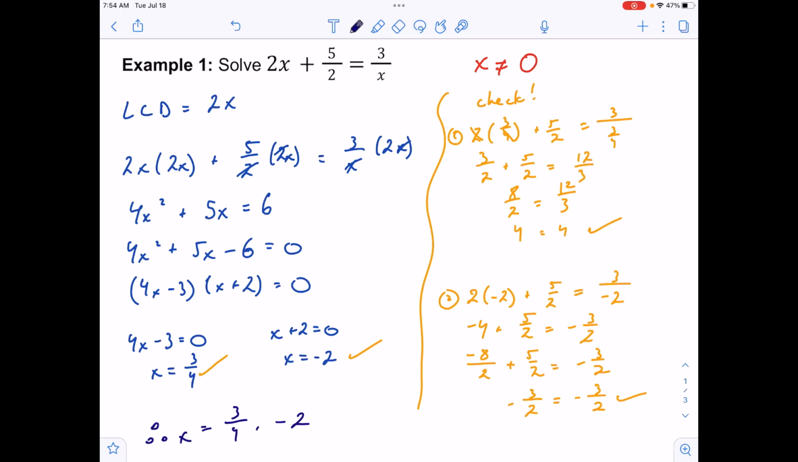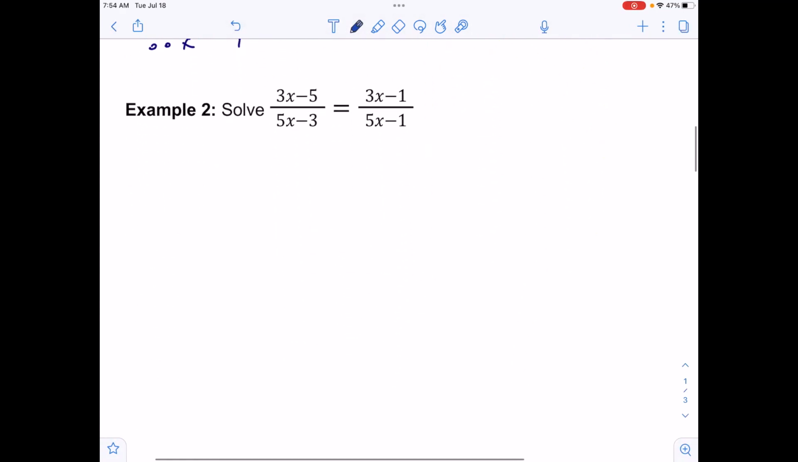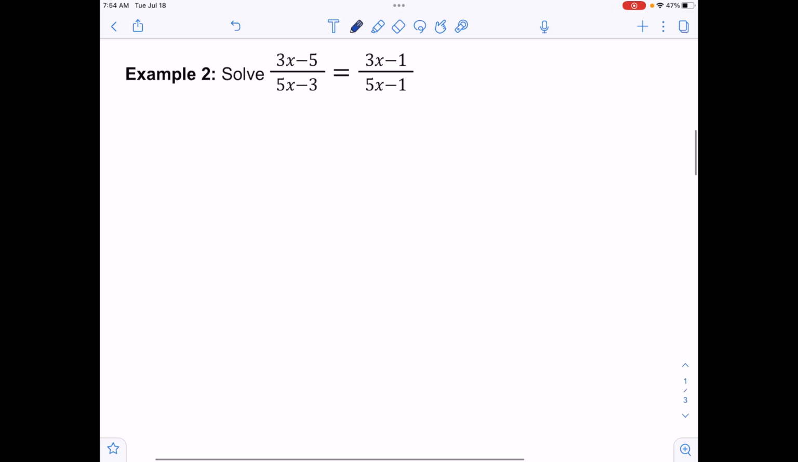You get the idea. Okay, let's do another one. Solve 3x minus 5 over 5x minus 3 equals 3x minus 1 over 5x minus 1. Okay, we do have some restrictions here.